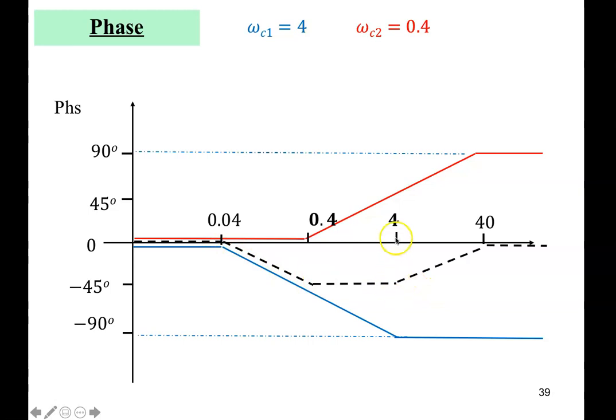1 division up, 4. This is positive 45. This is negative 90. So I get negative 45. So I put a dot at negative 45 and connect that back. A further division up, red is 90, blue is also 90, so I get 0 degrees. Anything above that, because this will stay as positive 90, this will stay as negative 90, so I get 0 degrees. So this black dashed line is the phase angle of G(s).